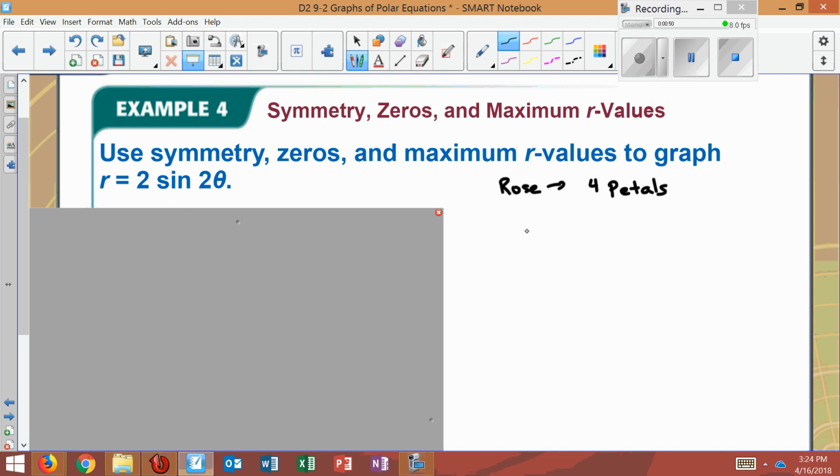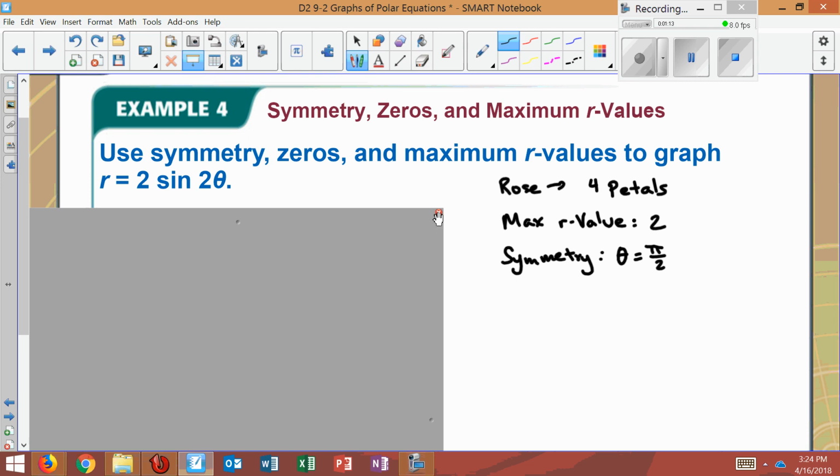Okay, what else can we determine? We can say the max r value is 2. And since there are 4 petals, there are going to be 4 of these maximums. Now, we do know, since it's sine, that no matter what with symmetry, it's going to have theta equals pi over 2 as symmetry.